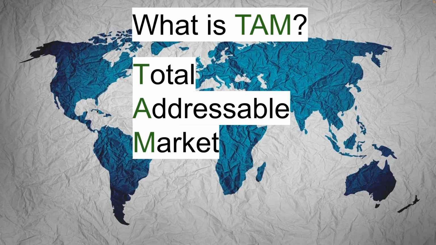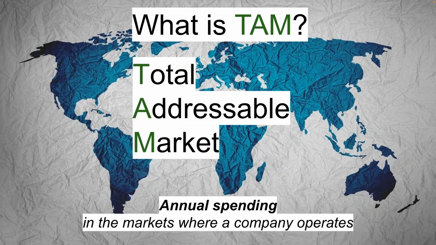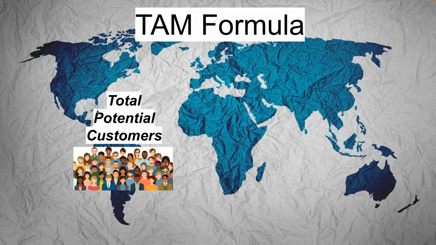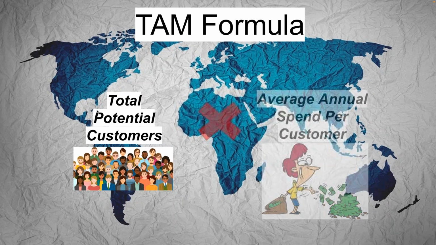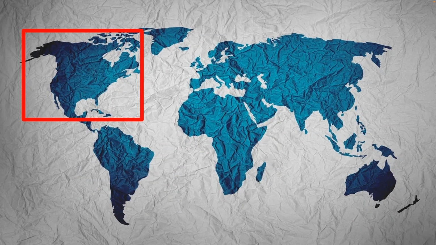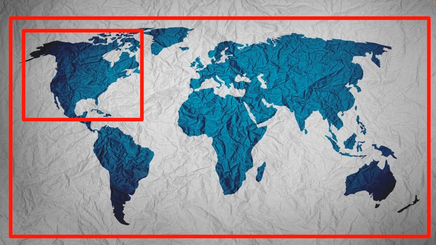Well, TAM stands for total addressable market, and that is simply the annual spending, the annual revenue opportunity in a market in which the company operates. Now, the formula for figuring out what this number is quite simple. It's how many potential customers exist in that market times how much the average customer spends in that market each year. Now, TAM can be geographically concentrated. For example, it's very common for companies in the United States to say our total addressable market opportunity in the United States is X, and that's different than our global total addressable market opportunity.